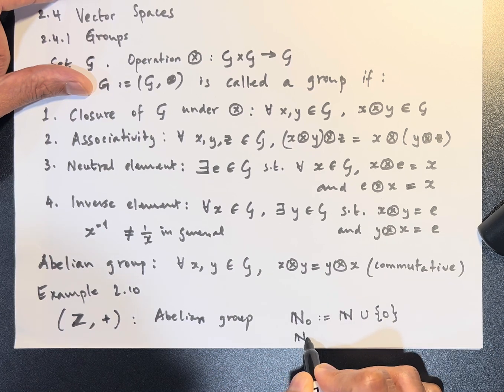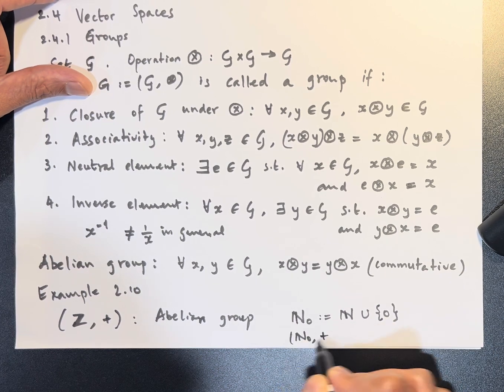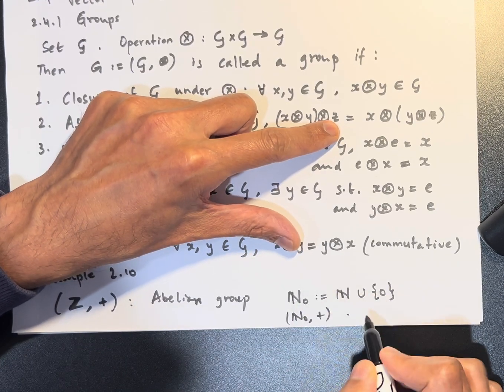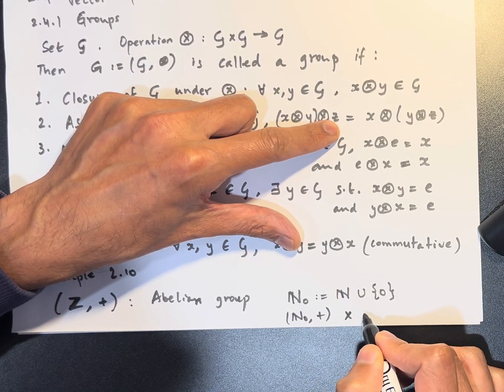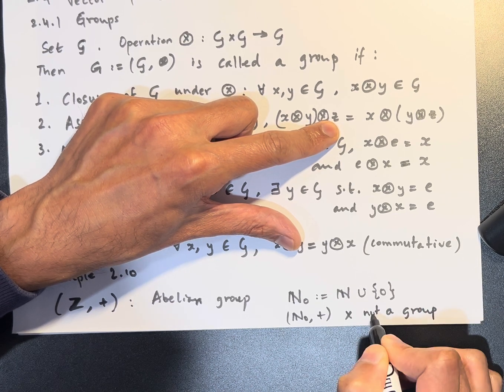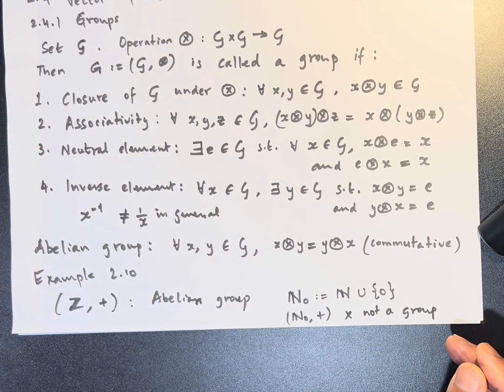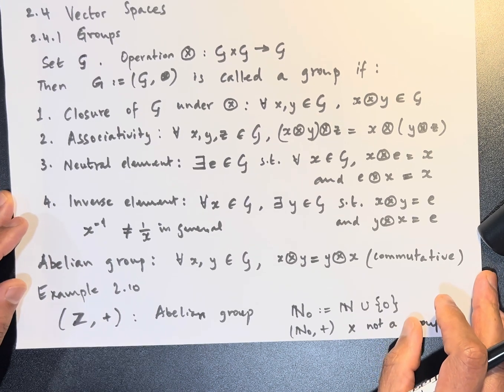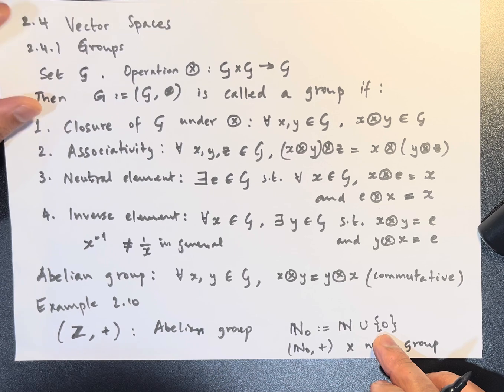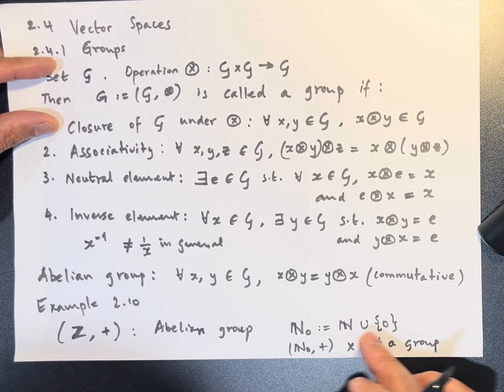And then we ask, N0 comma plus, is this a group? This is not a group, because the inverse doesn't exist other than for 0. It possesses the neutral element because we added the 0, but it doesn't have the inverse for anything else.